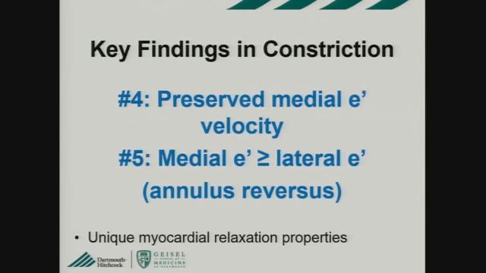So we use tissue Doppler to look at the velocity of the mitral annulus, and in most forms of heart failure, we see reduced motion of the mitral annulus. Constriction is different. We tend to see preserved or even increased medial E' velocities, and sometimes the medial E' velocity is higher than the lateral, again in contrast to normal patients and other patients with heart failure.